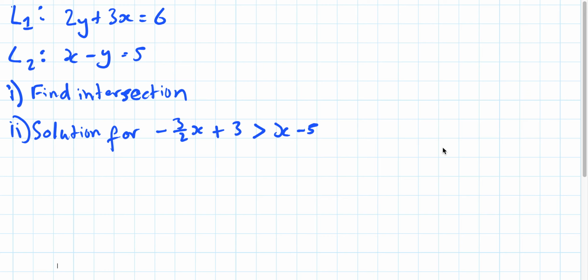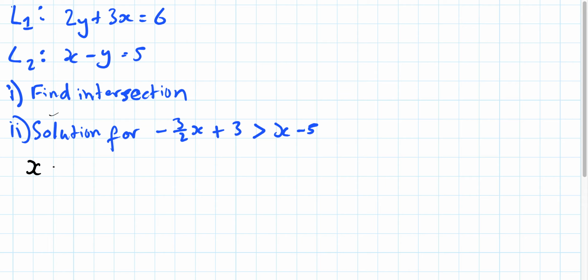Video we're going to be looking at inequalities on graphs, so using our skills with graphs on solving inequality problems. So we have two lines here, and the first question is to find the intersection. So again, we're going to use simultaneous equations because we've got two equations. We can use substitution or elimination. I'm going to use substitution.